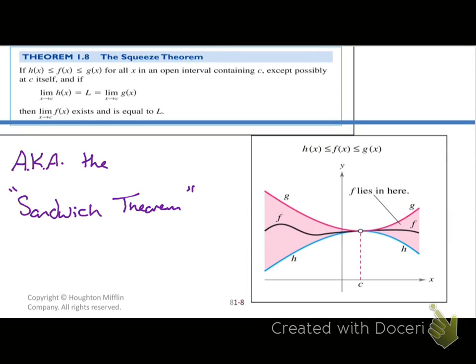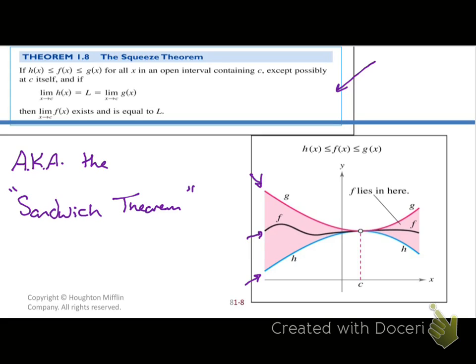Okay, on this next slide, we have theorem 1.8 in our book, which is the squeeze theorem, also known as the sandwich theorem in other calculus texts. And basically, what everything in this blue box is saying is if we have a function f that is bound between two functions, it can be equal to them as well.